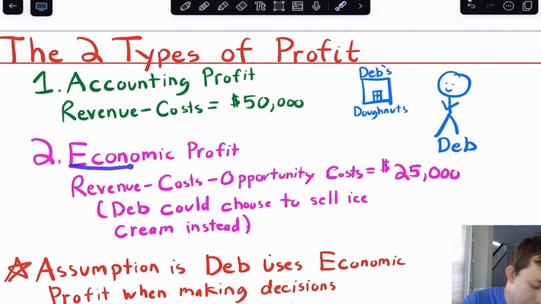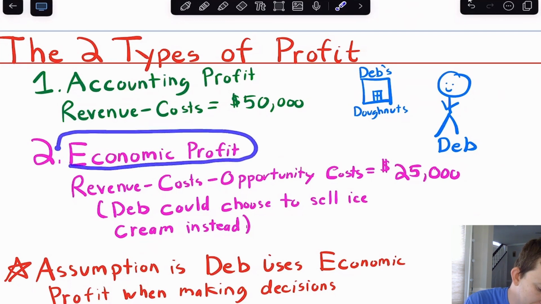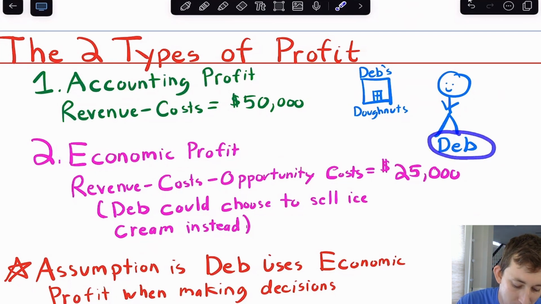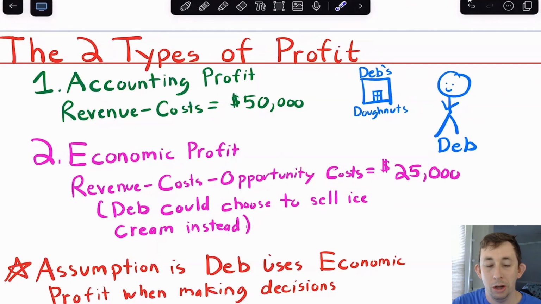Well, the other type of profit in economics is called economic profit. And as you might expect with economics, we're going to be talking about opportunity cost. Remember that opportunity cost is the value of what you could be doing if you're not doing what you're currently doing. So maybe Deb's currently running a donut shop. Maybe Deb could also own an ice cream store. She doesn't. She owns a donut shop.